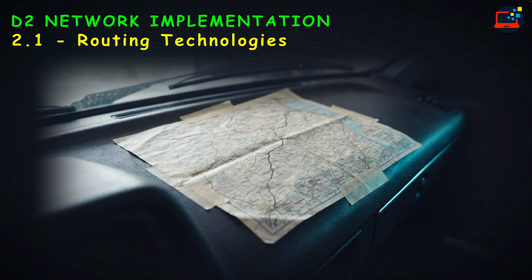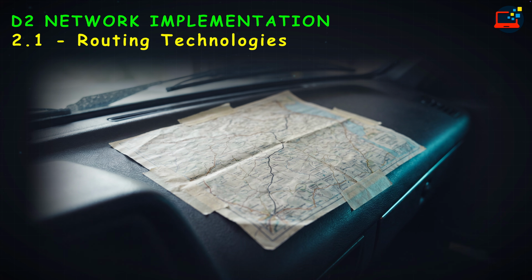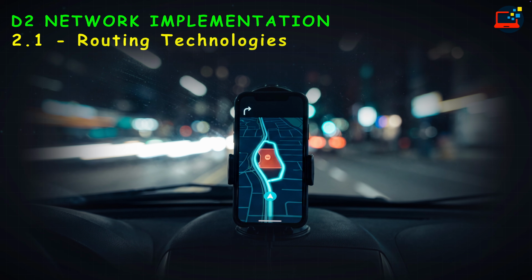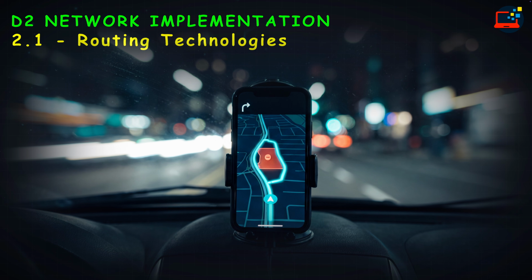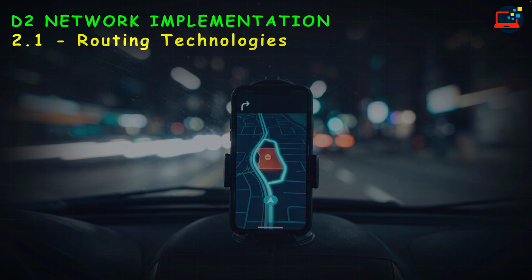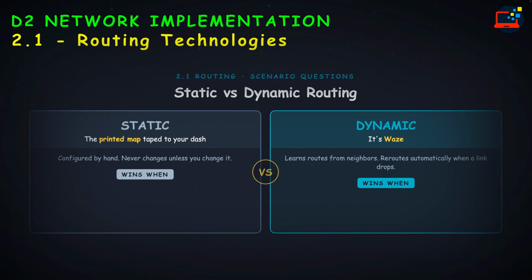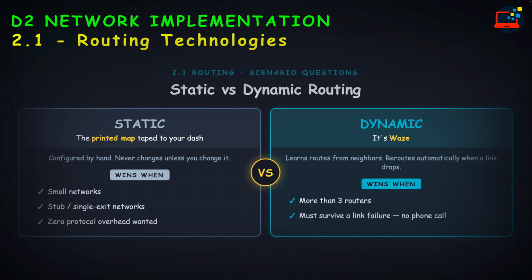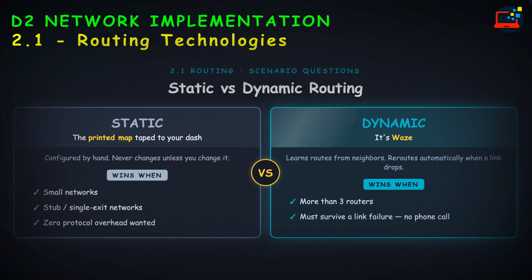Static routing versus dynamic routing comes up in scenario questions. Static is the printed map taped to your dashboard. You configure each route by hand, and it never changes unless you change it. Dynamic is GPS. The router learns routes from its neighbors using a protocol, and when something goes down, the protocol reroutes automatically. Static wins on small networks, on stub networks with a single exit, and on links where you want zero protocol overhead. Dynamic wins on anything that has more than 3 routers or that needs to survive a link failure without a phone call.